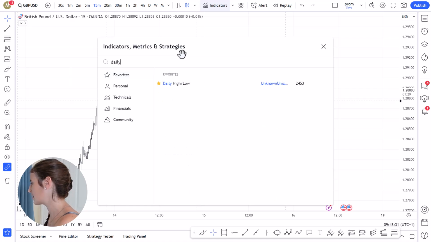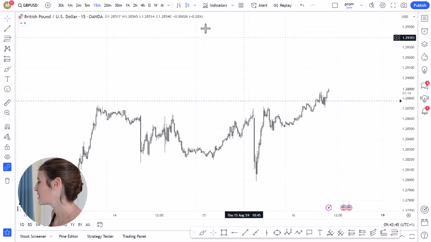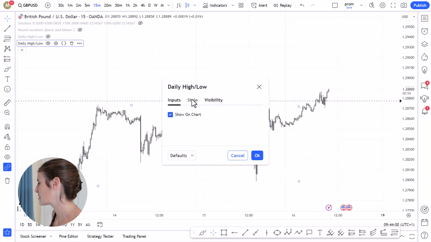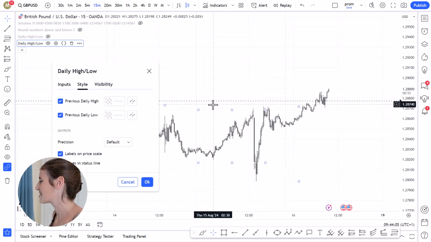And I'm going to do a search for this one. Now I've got it starred because it is my favorite one, daily high and low. There's a few different versions here, but I like this one by Unknown Unicorn. So thank you, that person. It is a free indicator. I'm going to add that to my chart. And let's just go into the settings on this now. We'll go onto the style because at the moment we can't see anything. So we need to just edit that.